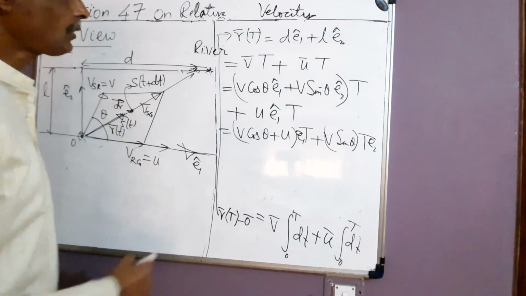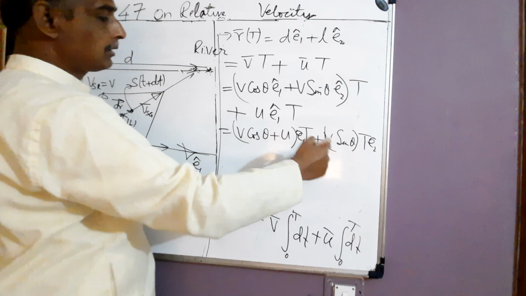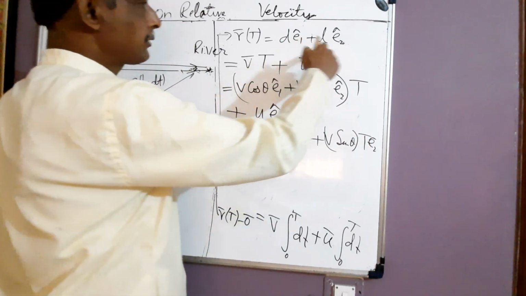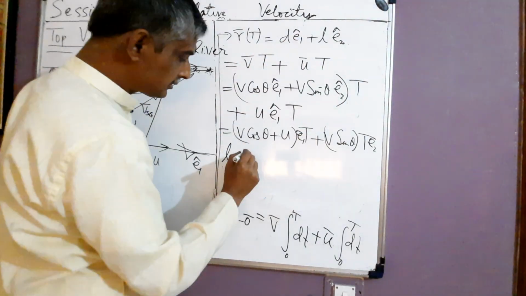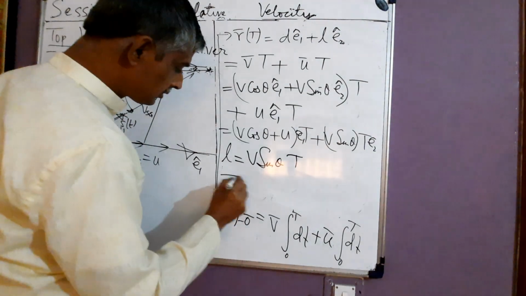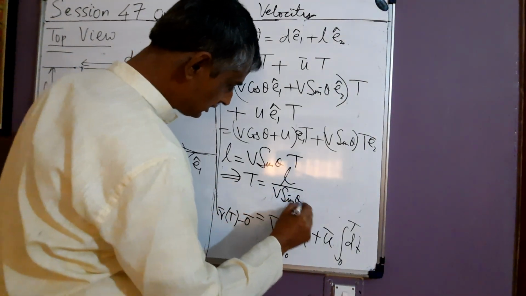Now we compare these two equations. We equate the coefficients of E1, E2 on both sides, the respective coefficients. So I first equate the coefficient of E2 on both sides. Left side L, right side it is V sin theta t. So t becomes L by V sin theta.